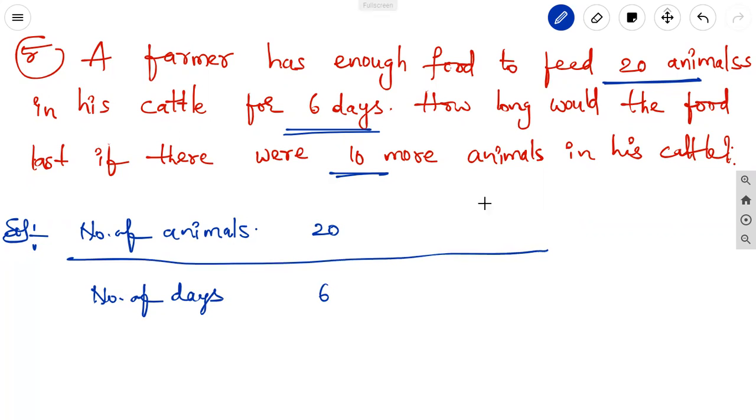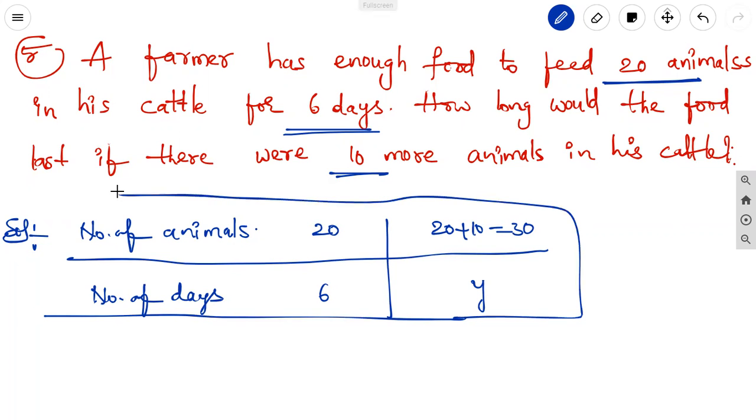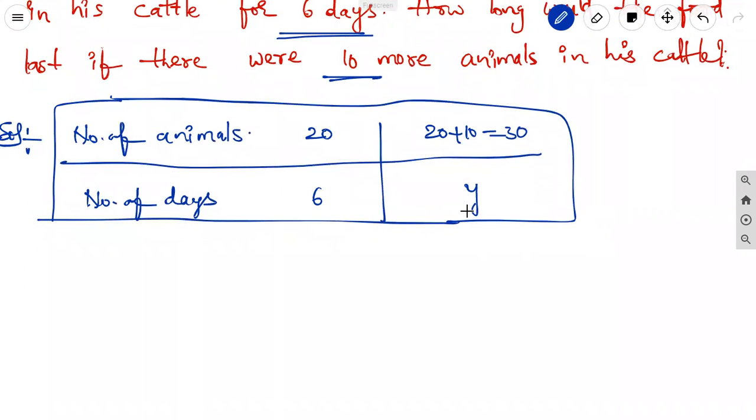If the animals are more, 10 more animals means 20 plus 10 equals 30 animals. How many days does the food last? If the animals are more, the food is finished in fewer days. Animals increase, food lasts fewer days. That is nothing but an inverse relation.